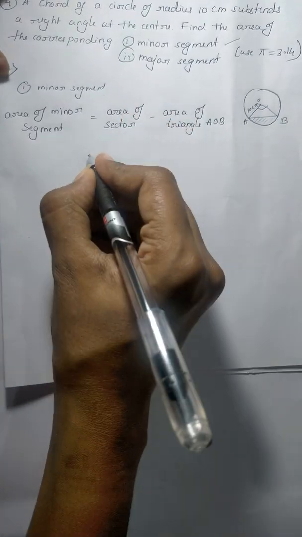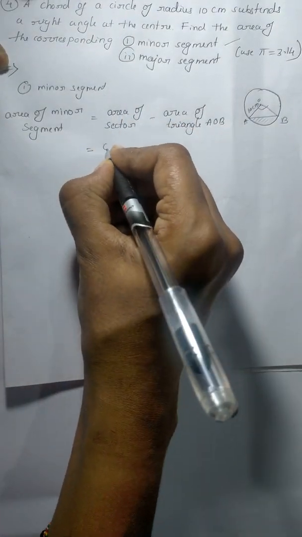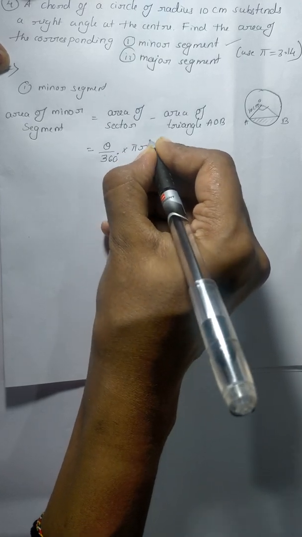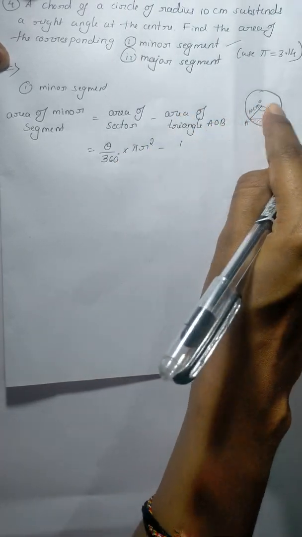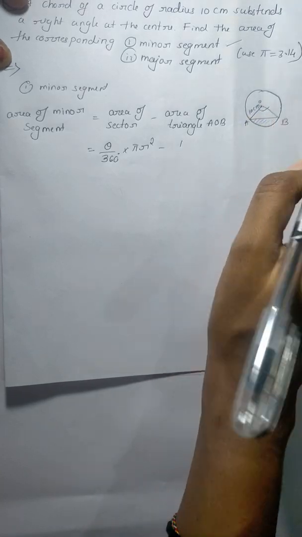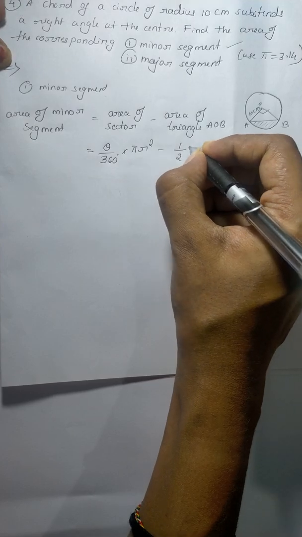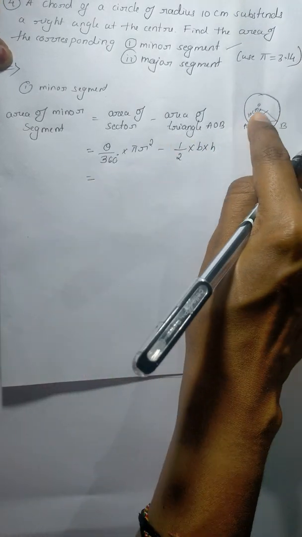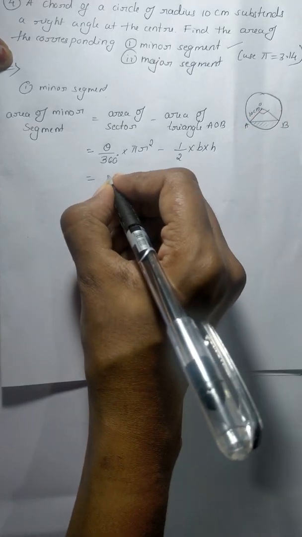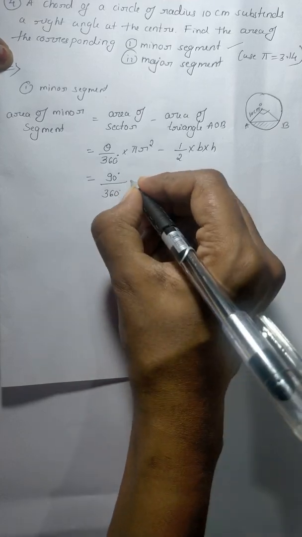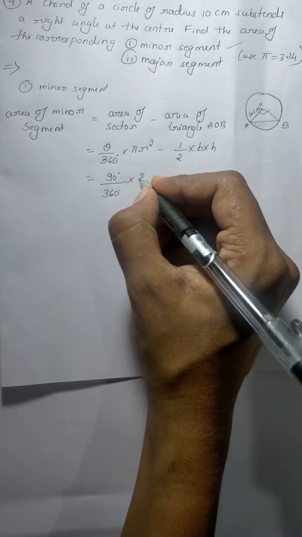So here the area of the sector is theta divided by 360 into pi r square, minus the area of the triangle. We have to observe the triangle. As it is a right angle triangle, we have the base and the height, so we can use half into base into height. Now the theta value, as they have given at the center O, is 90 degrees divided by 360 degrees, then into the pi value.